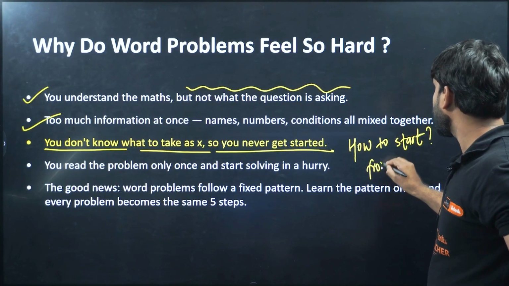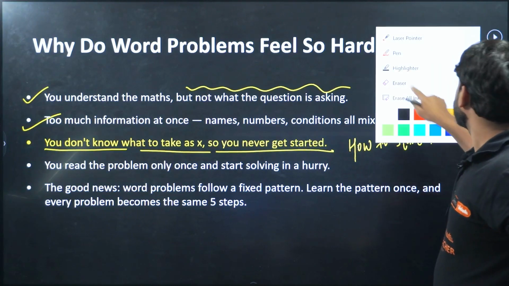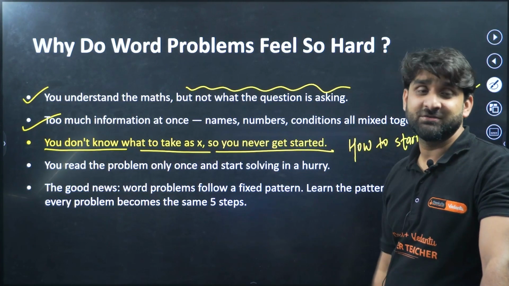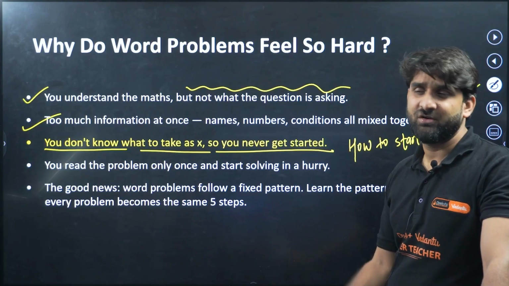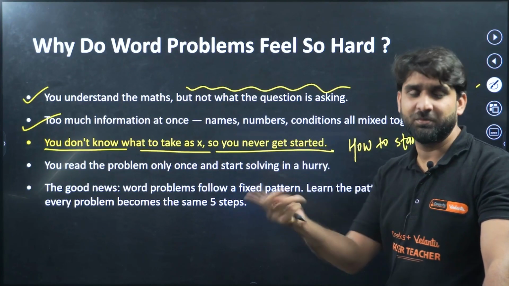Just keep it to only one point. How to start the solution? So the solution always starts from X. For example, if the question is an age question, let the present ages be X and Y if two persons are there.